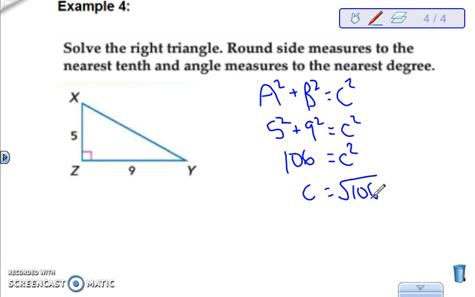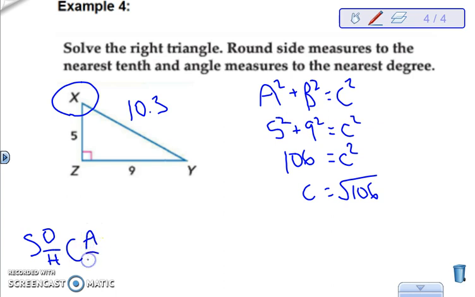And the problem specifically said to round to the nearest tenth. So that's going to give me a 10.3. Okay, so I need to find at least one angle. It doesn't matter which one I find first. So I'm going to find x first. I'm going to remember my trig ratios. So once again, Sohcahtoa. I'm going to label my parts.